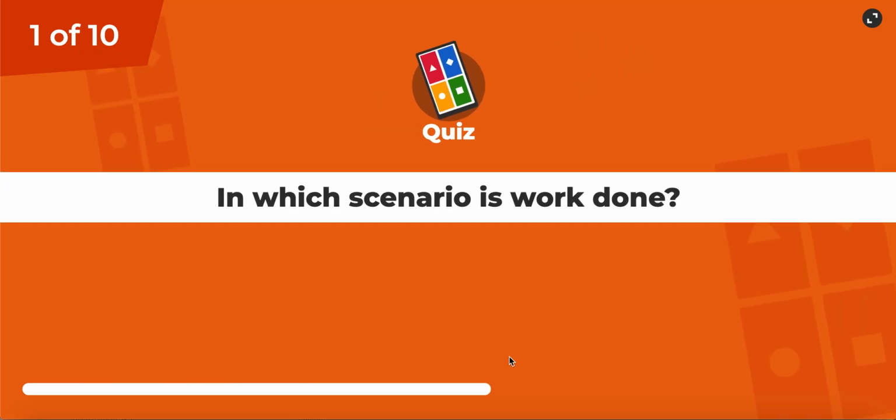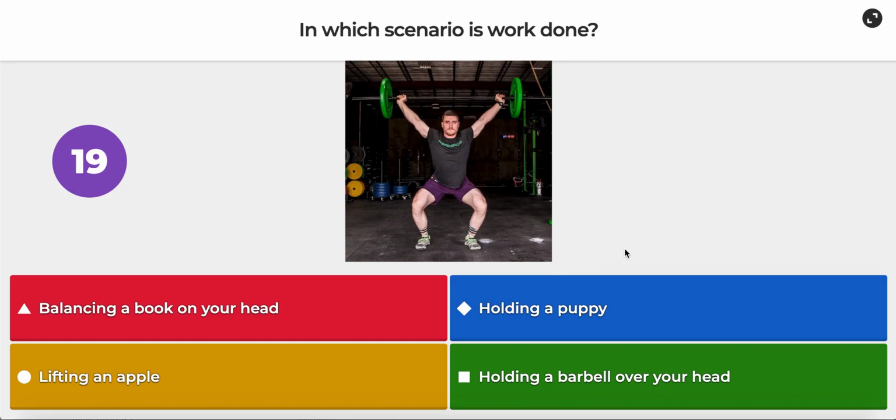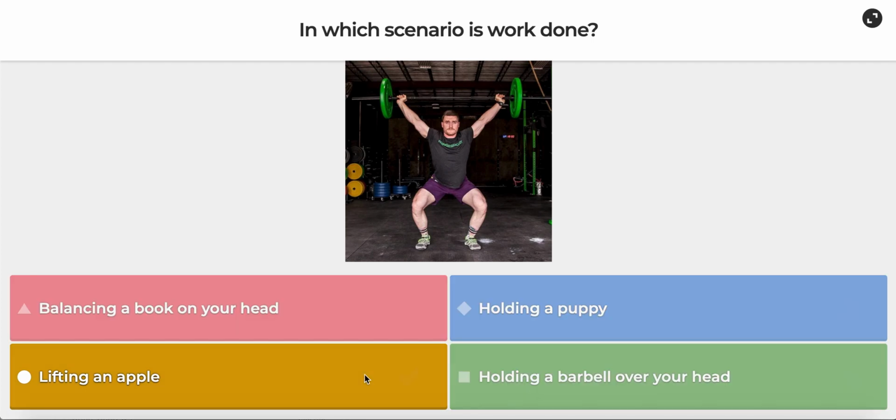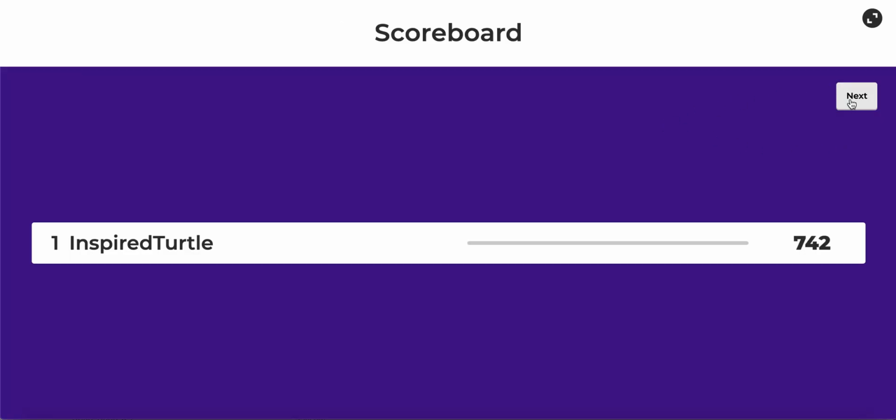Question 1, in which scenario is work done? So, in order for work to be done, you have to be applying a force and moving the object in the same direction of that force. And so that means that lifting an apple is going to be the correct answer. Balancing a book, holding a puppy, and holding a barbell, all of those things are going to involve the object staying stationary, and so there's no movement. In order for work to be done, you have to have force and motion. All right, next up.